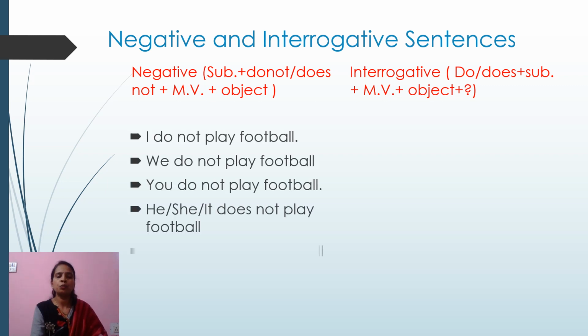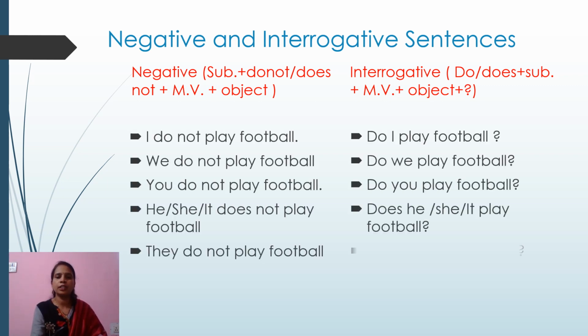Now, how to make negative and interrogative sentences. Negative sentence means a sentence having not, and interrogative sentence means any sentence which asks a question. While making negative and interrogative, we use two helping verbs in simple present tense, do and does. And when to use do and when does: with third person singular, or with he, she, it, we use does. And with first person and second person, we use do. With I, we, you and they, we use do.